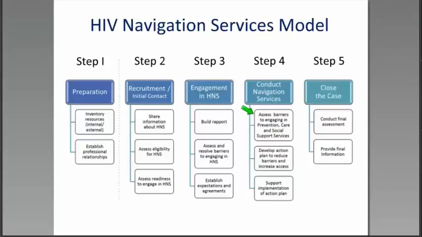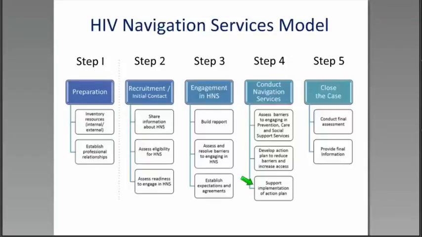Based on that assessment, we're going to work with the client to develop an action plan so that we can reduce those barriers. And it's important to once again reiterate that it is here that you work with the client to identify what the client is willing to work on, so that the action plan is something realistic and something that the client is willing to work on. And lastly, as a navigator, you're going to be supporting the implementation of this action plan.